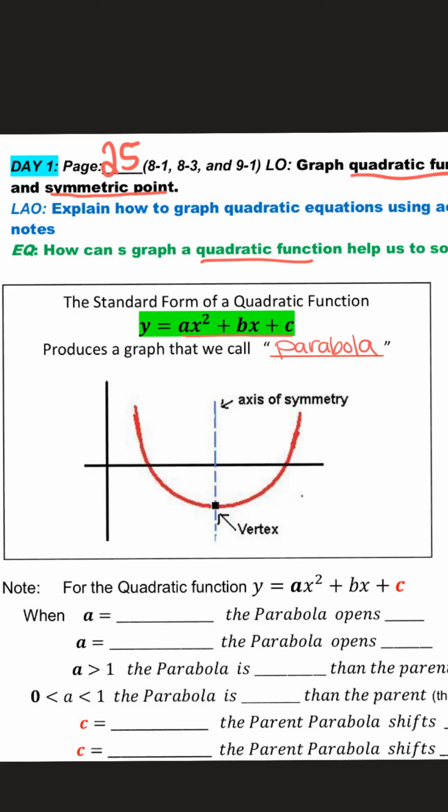And a parabola is a symmetric shape, meaning that if I were to fold it in half, what I have on one side is the same as what I would have on the other. So that fold line where I would fold it in half is called the axis of symmetry. And that highest or lowest point, in this case the lowest point on the graph, is called the vertex.